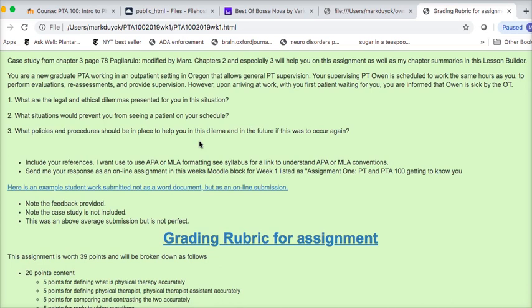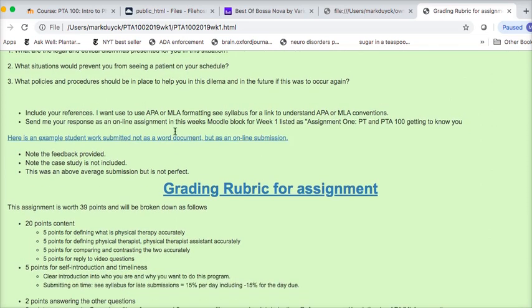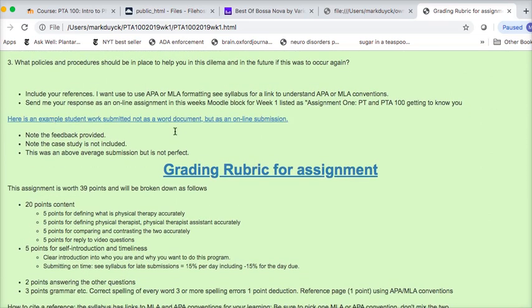And answer what policies and procedures should be in place. So this will be adding some points answering these questions. Once you start using APA and MLA formatting, you can use either one. Look at the syllabus, and it will link you to some resources. Certainly, if you need to use a writing center to help you understand how to cite APA, MLA, that's fine. I've included some examples.